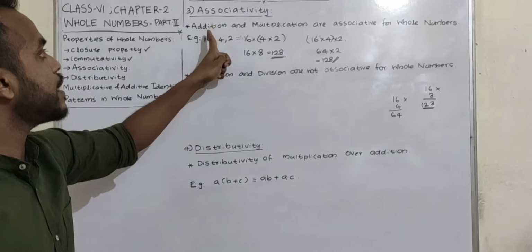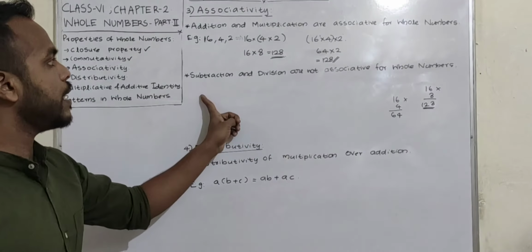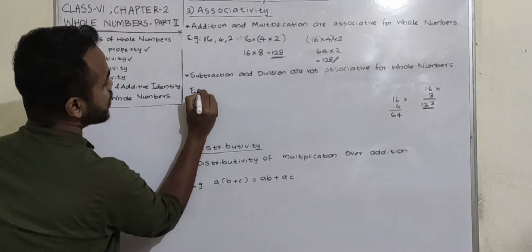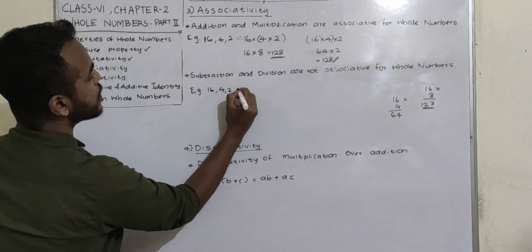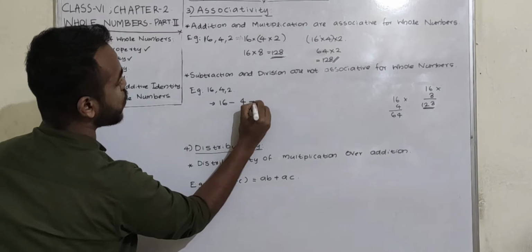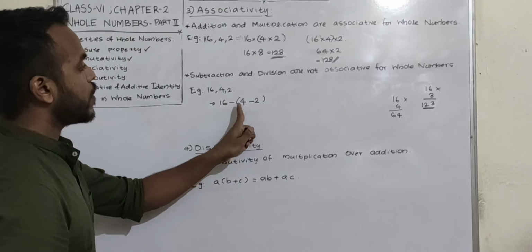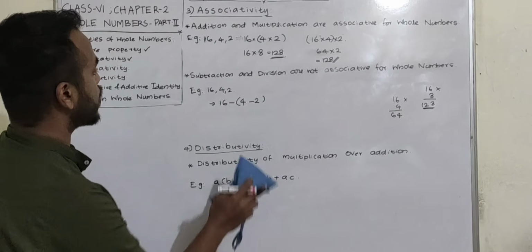So what can you summarize? Addition and multiplication are associative for whole numbers. Now let's see in the case of subtraction. I'm going to give you the same examples, 16, 4 and 2. Then let's see 16 minus 4 minus 2. What will be the answer? Let's see. Or we can go for a different number.